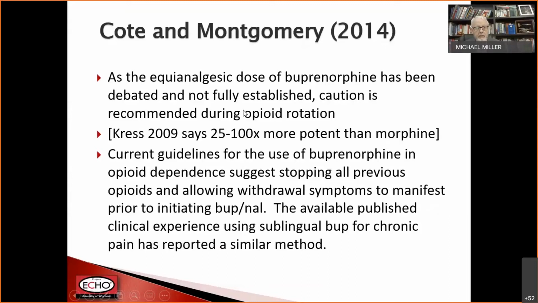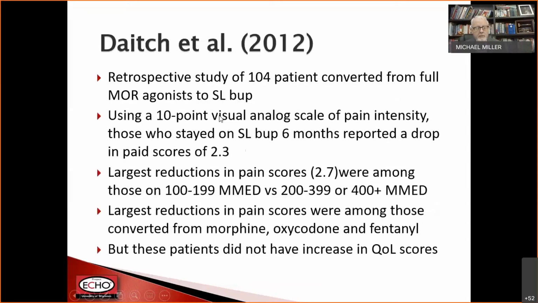Again, the equal analgesic tables are highly debated. One says it's up to 100 times more potent than morphine. That seems like it's excessive. But this big study by Deitch looked at sublingual bup versus full mu agonists, and they found a really nice drop in pain scores.